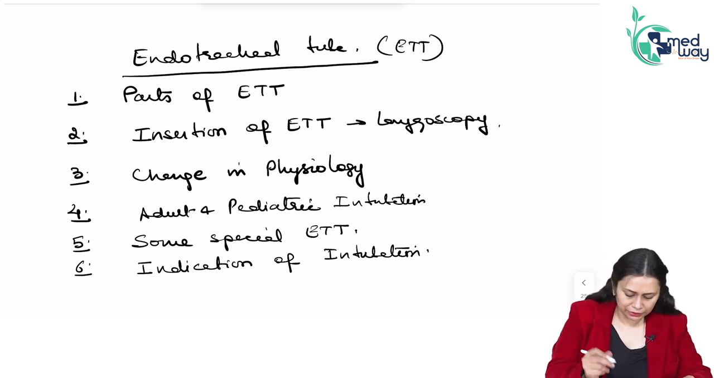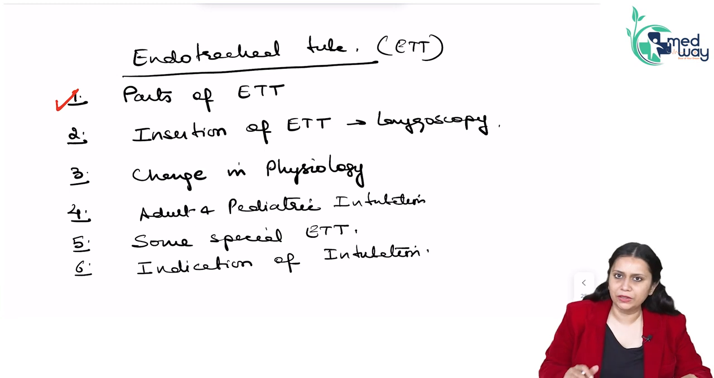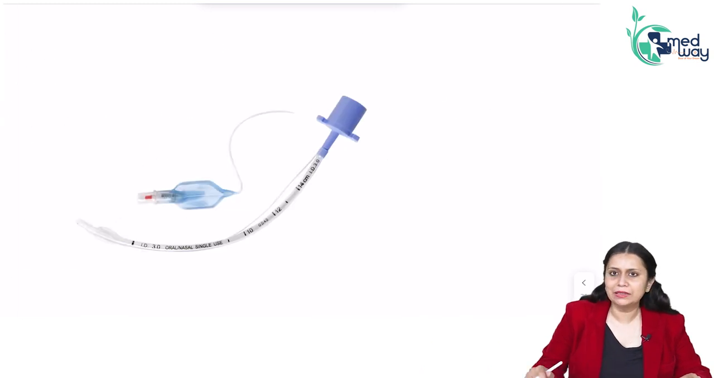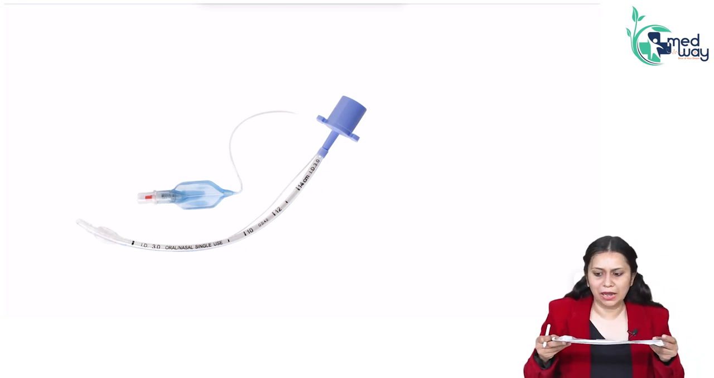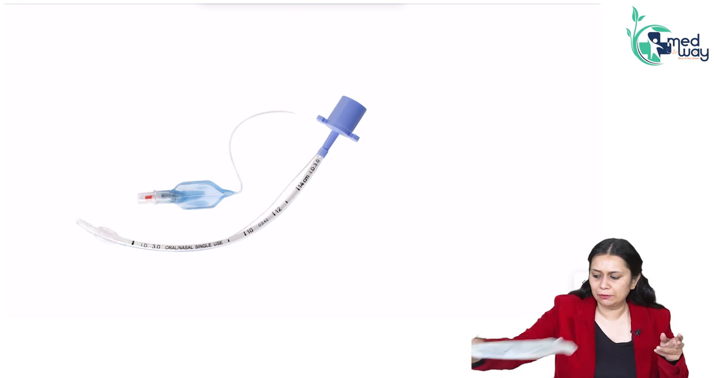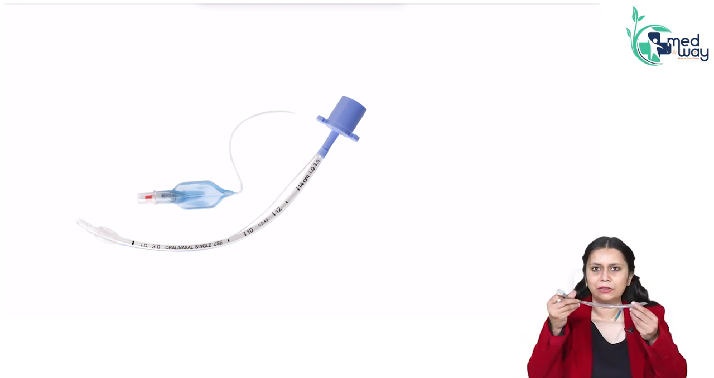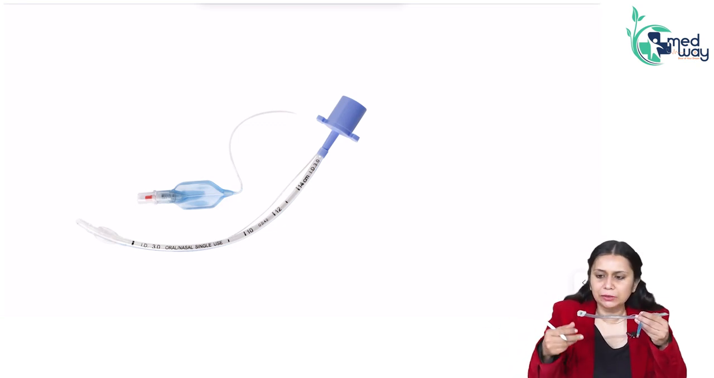So let us start our discussion with the parts of the ET tube. You can see this is an image of an ET tube. The endotracheal tube comes in a sterile pack. When we open this sterile pack, inside is the endotracheal tube. You can see the image also, and I'm holding it in my hand also. So I will just name the parts.